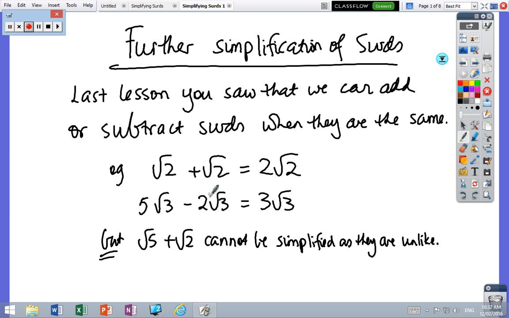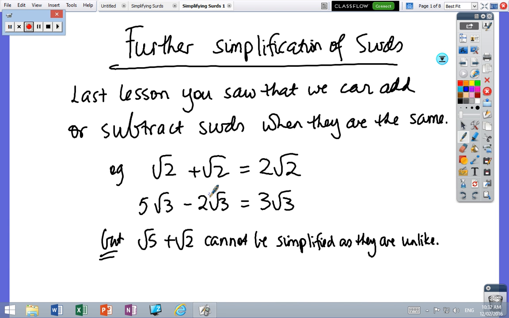Okay, so year 9, this is your first class where you can change the pace of the class. You can zip through things, or you can slow it down and rewind and take your notes as you need. So what we're looking at is an extension of yesterday's work, or the last lesson's work on simplifying surds.